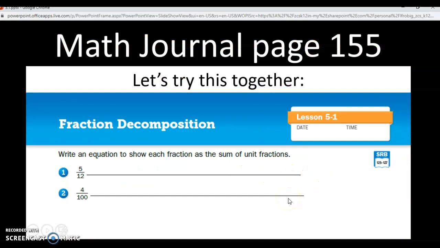Your job is to turn to Math Journal, page 155. It says, let's try this together. So you're going to try with Miss Borlick. You're going to write an equation to show each fraction as a sum of unit fractions. That's exactly what we just did. You can do 1/12 plus 1/12, so on, all the way to 5/12, or you can decompose 5 in a different way. Same thing on number 2. Don't get confused or worried about that denominator. I know 100 looks like a big number, but we're only focused on that numerator, okay? We're just decomposing that top number. Okay, so give those 2 a try. Discuss that as a class, okay?